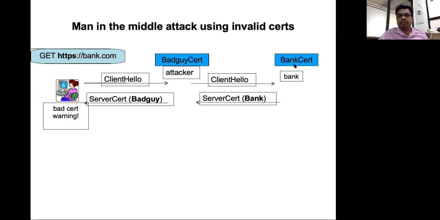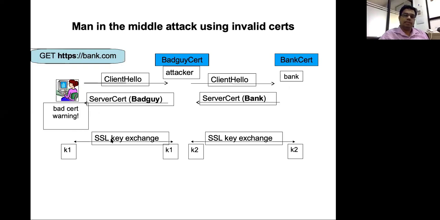So the public key from the bank is kept by the attacker, right? When that public key reaches the browser, it executes what we call an SSL key exchange between the attacker and the browser. Simultaneously, the attacker executes a key exchange between his proxy and the bank server. For the bank server, this attacker is another browser. So there are two parallel SSL key exchanges, and there may be a key K1 established in one and a key K2 established in the other.